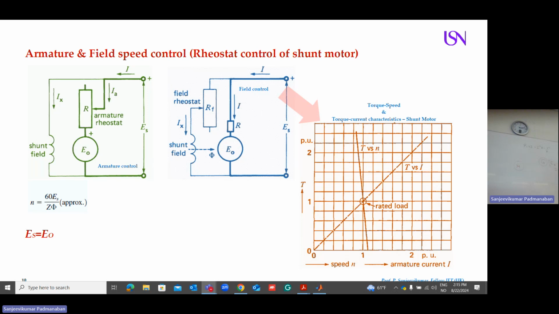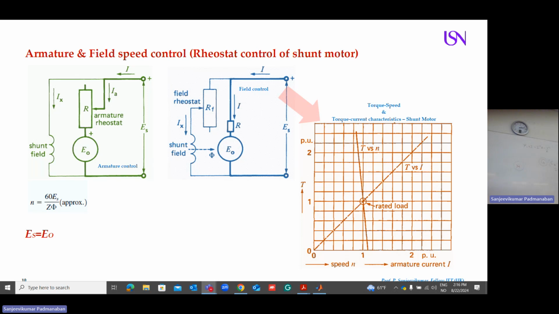Or you can put a variable rheostat for your field winding electromagnets. Two possibilities, you have two freedoms. You can change the flow of current in your armature winding, or you can change the flow of current in your field winding. So that's what is shown here. You can have a look. How to control the speed?